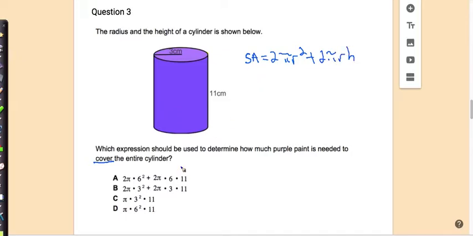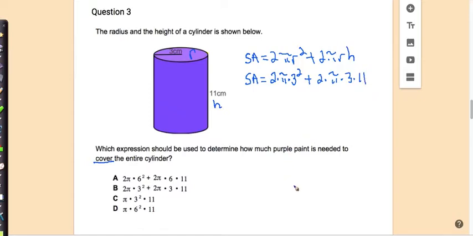And then I know I'm picking a formula, so I'm going to go ahead and plug in my numbers, and then I'm going to stop and look. Now I noticed they used the pi, so I'm going to use pi when I replace. What's the radius? The radius is 3 because this goes halfway, and the height is 11. So 2 times pi times 3 squared plus 2 times pi times radius, which is 3, times the height, which is 11.